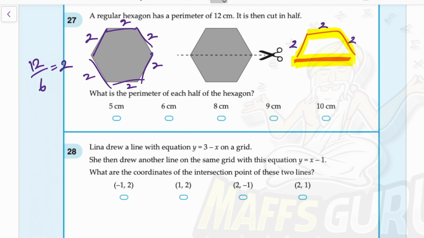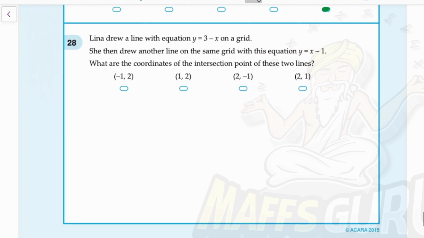Now again, another thing you need to know about a hexagon is that this distance across the way is actually twice the distance from side to side. So that's also now 4, which means that when we add the perimeter, what is the perimeter of each half? 4, 5, 6, 7, 8, 9, 10. The answer actually comes to 10 centimeters.